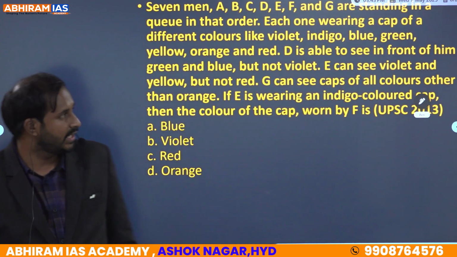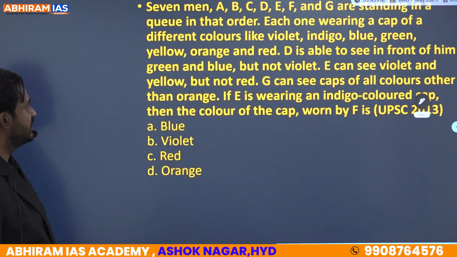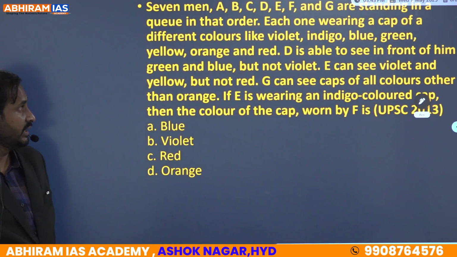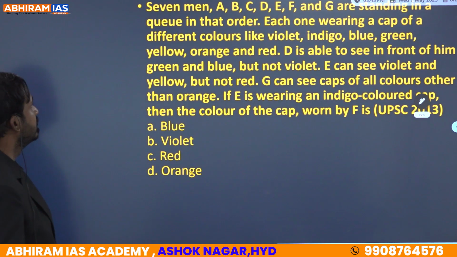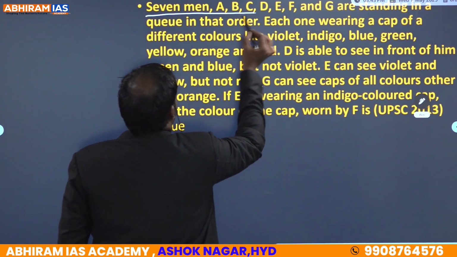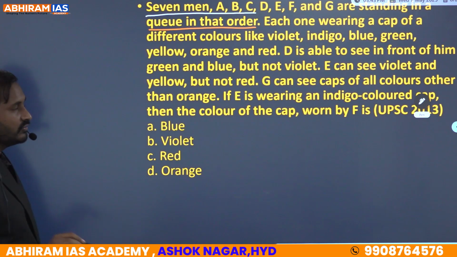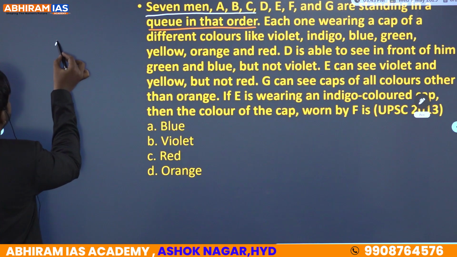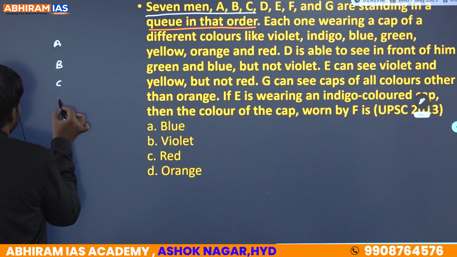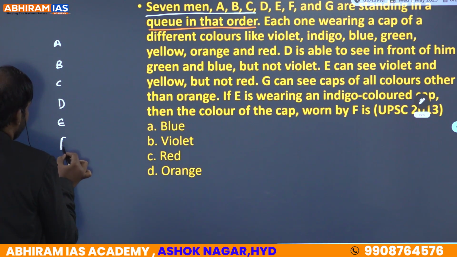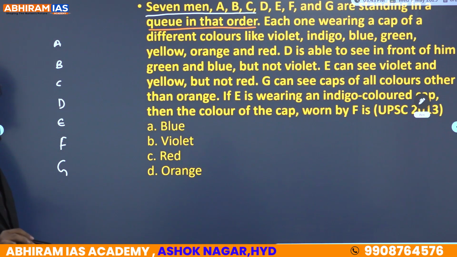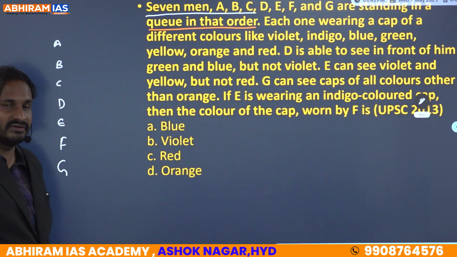7 men A, B, C, D, E, F and G are standing in a queue in that order. Okay, see, this is a fixed order, students. In that order, they mentioned that they are standing in the queue in the fixed order. A, B, C, D, E, F and G, they are standing in the same order. Next, each one is wearing a cap of different colors like violet, indigo, blue, green. The cap colors are different. They are not following the pattern which I have given here.